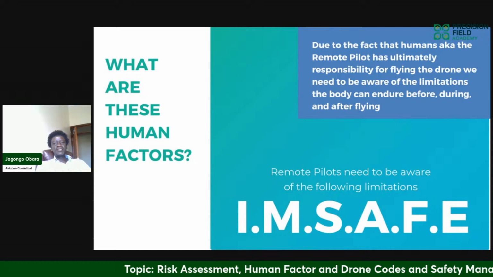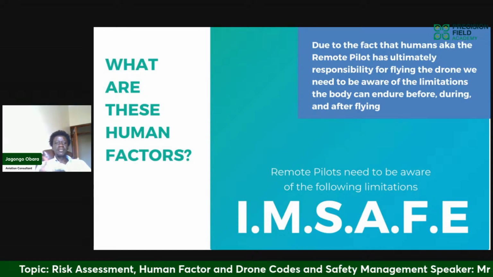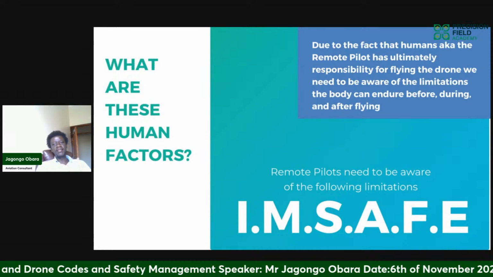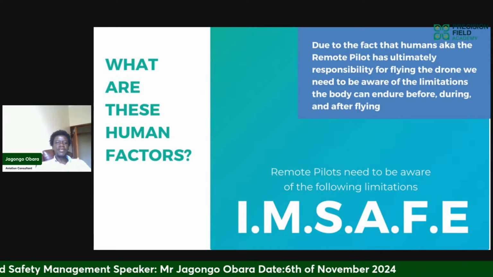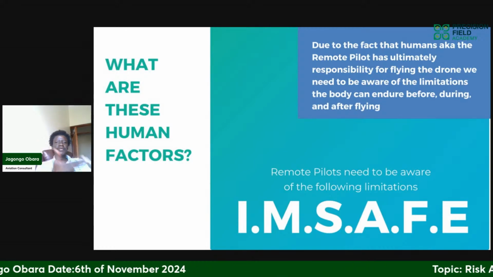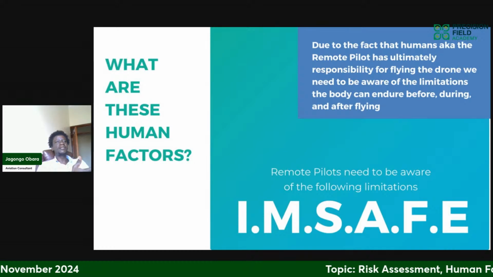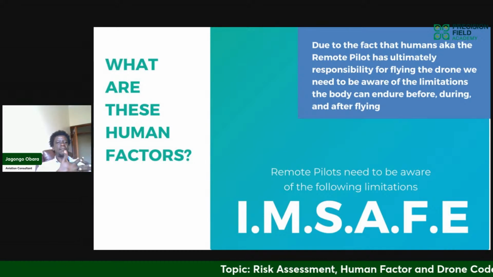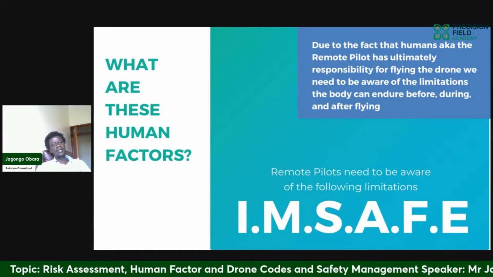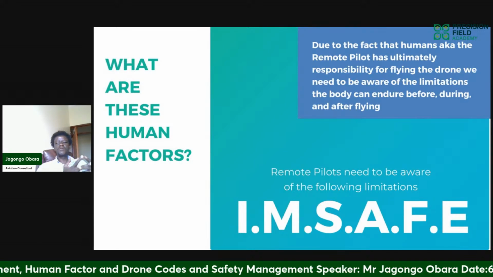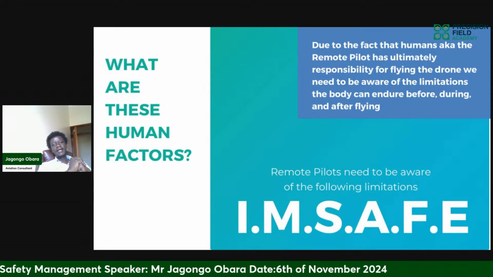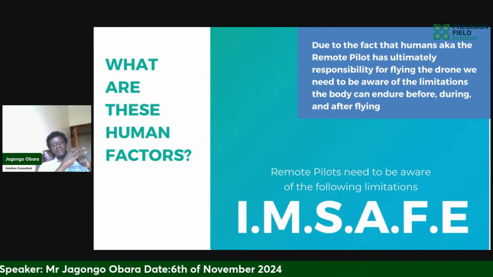So we all know that the human, in this case the remote pilot, has ultimate responsibility for flying the drone. So we need to be aware of the limitations that I as a pilot can endure before, during, and after flying. Because how I am able to fly before is not how I'll be able to fly in the next 1 hour, and is also not how I'll be able to fly in the next 2 hours. So it's a continuous process that we need to consider. And remote pilots need to be aware of the following limitations.